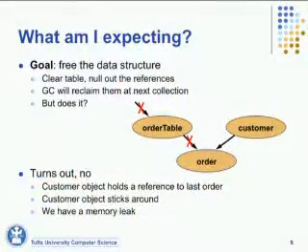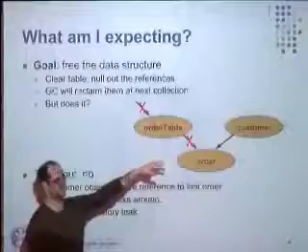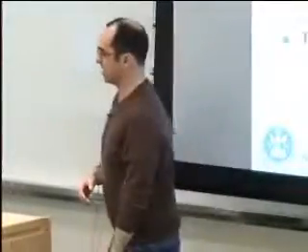Right. So that doesn't happen, and the reason is, it turns out a customer object holds a reference to the last order made by that customer. And the customer objects stick around even as the order table is flushed. And so we have a memory leak. It's not a devastating leak because there are lots of orders and the customer only holds the last one. But there are other memory leaks in this program, which I'll describe a little bit.